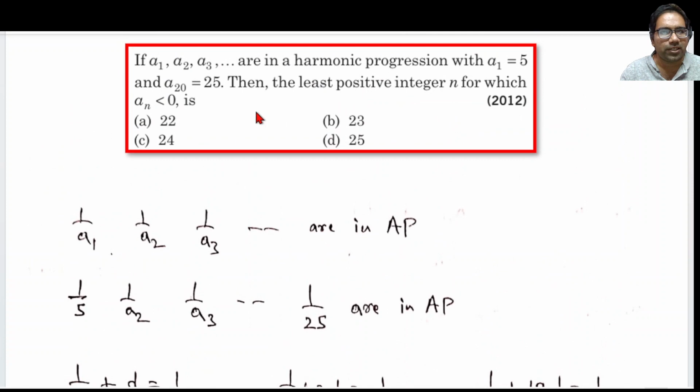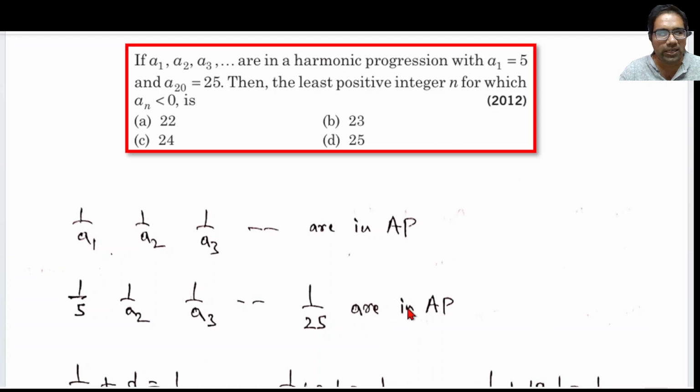Now an in the harmonic progression should be less than 0. What does that mean? If an is less than 0, automatically 1 by an is also less than 0. Basically, in the first 20 terms, these are all positive terms only. This arithmetic progression is reducing from 1 by 5 and it reduced till 1 by 25. With some more reduction, it will become negative. Some term of this arithmetic progression will become negative. That is the term we are looking for. An less than 0 automatically means 1 by an is also less than 0.